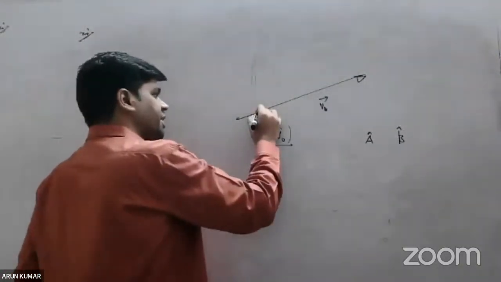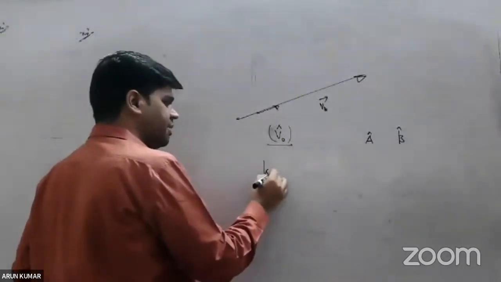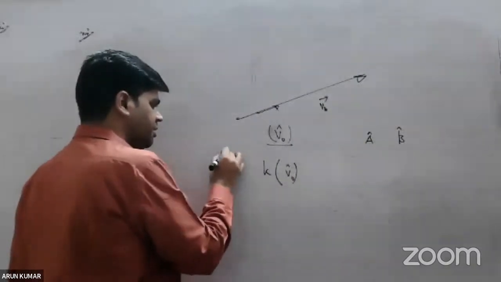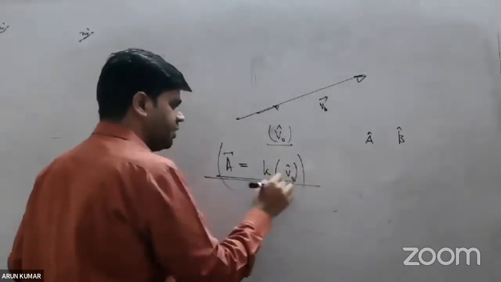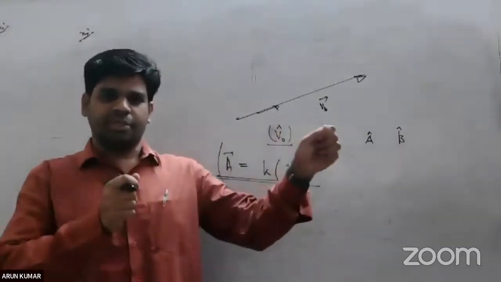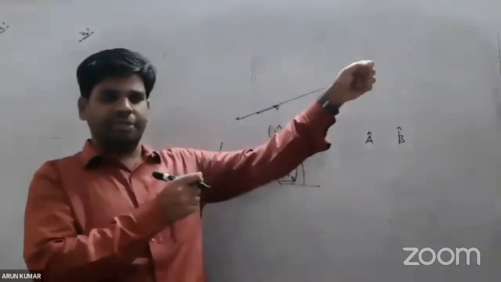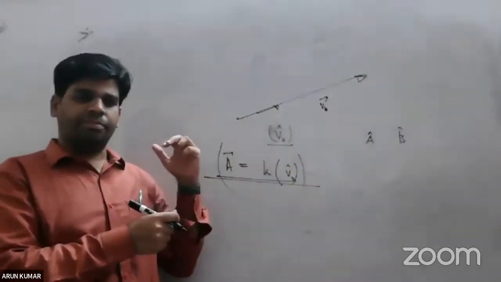Now, if I want any vector parallel to this vector V naught bar, all I do is multiply a constant with V naught cap. I get any vector A bar parallel to V naught bar. Ultimately, I have one particular direction and magnitude. I stretch my unit vector along that direction. If k is positive, I get a vector parallel to V naught bar. If k is negative, I get a vector anti-parallel to V naught bar.